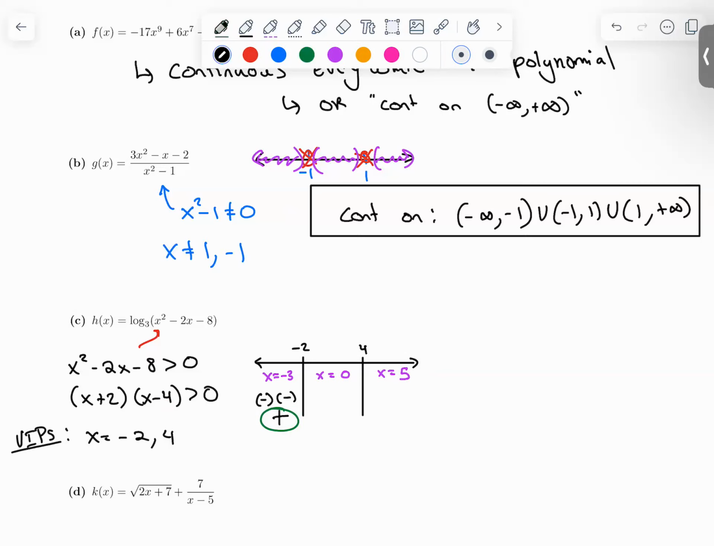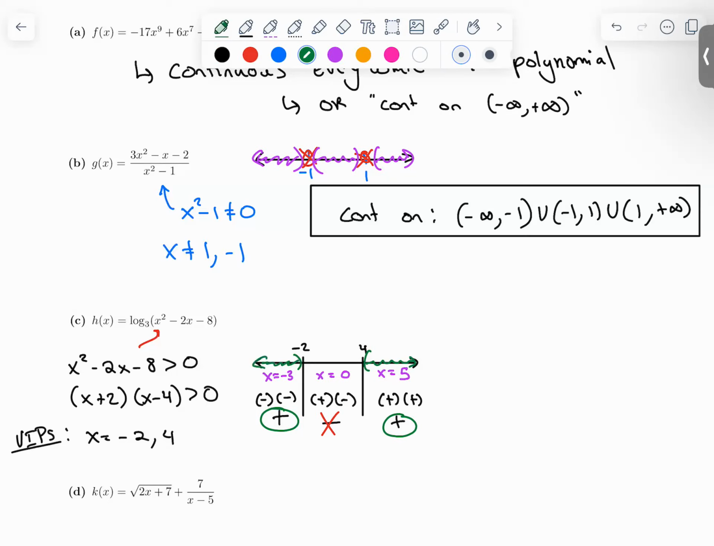Plugging in 0, 0 plus 2, that's positive. 0 minus 4, that's negative. A positive times a negative is a negative. That is a piece that we do not want, because we need our expression x squared minus 2x minus 8 to be strictly positive. And last but not least, we plug in 5, we'll get a positive times a positive. That is a positive, and that is a piece that I want. So those are the two pieces.